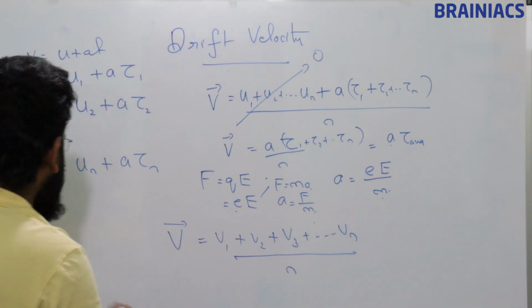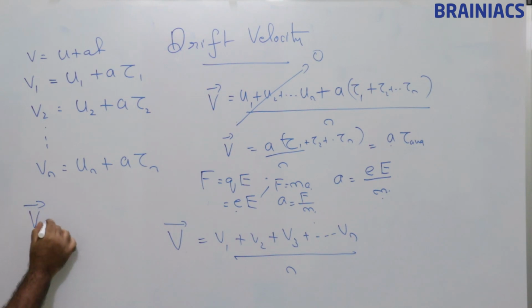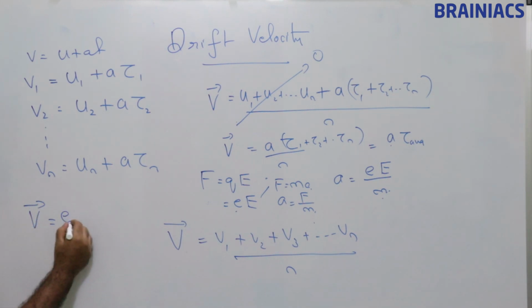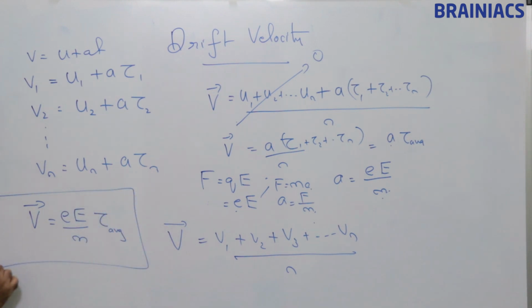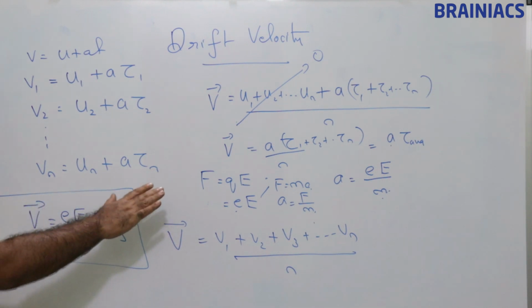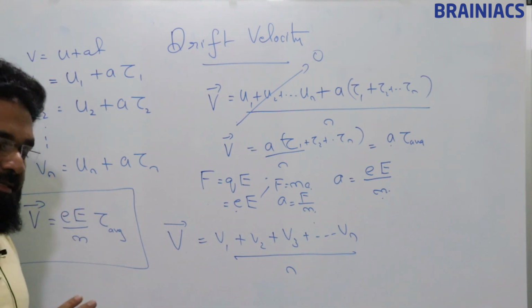So substituting that here for V average, I can write eE divided by m into tau average. So this is what is drift velocity. The formula for drift velocity is eE by m into tau average. Pause the video, note it down. This is the derivation given in the NCERT book.